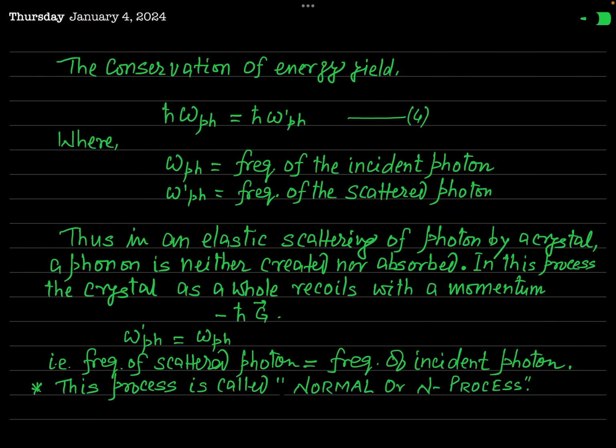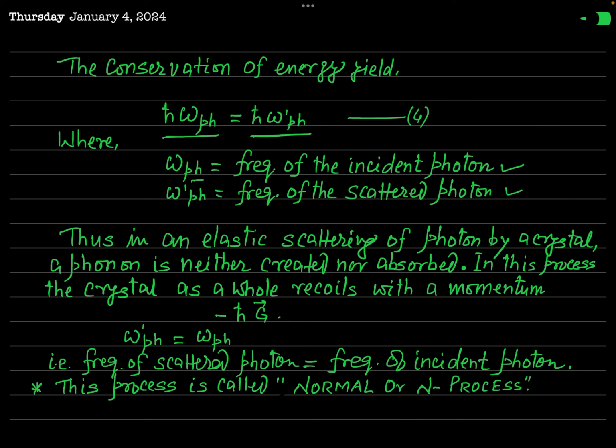Now in this case, as there is no loss or gain of energy, the energy of the incident photon, which is given by h bar omega ph, and the energy of the scattered photon, which is given by h bar omega dashed ph, both will be equal. This equation represents the conservation of energy. Here omega ph is the frequency of the incident photon, and omega dashed ph is the frequency of the scattered photon. So you can see in this case neither a phonon is created nor a phonon is destroyed or absorbed.